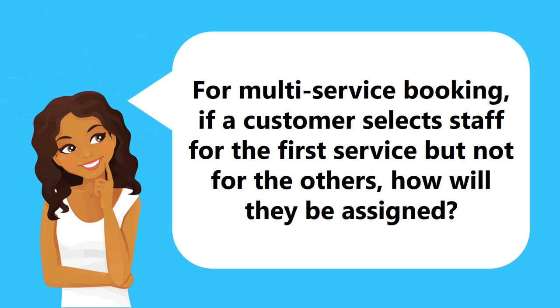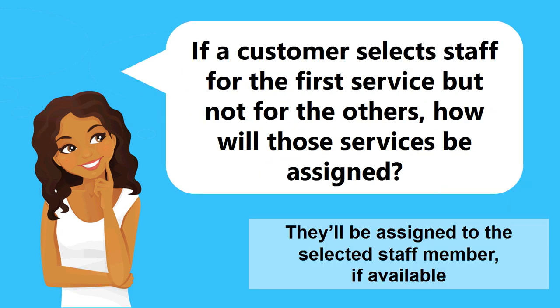For multi-service booking, if a customer selects their staff for the first service but not for the others, how will staff be assigned for those services? If the chosen staff member is available to perform all services at the customer's desired time, that requested staff member will be assigned to those services regardless of their position in the booking order.